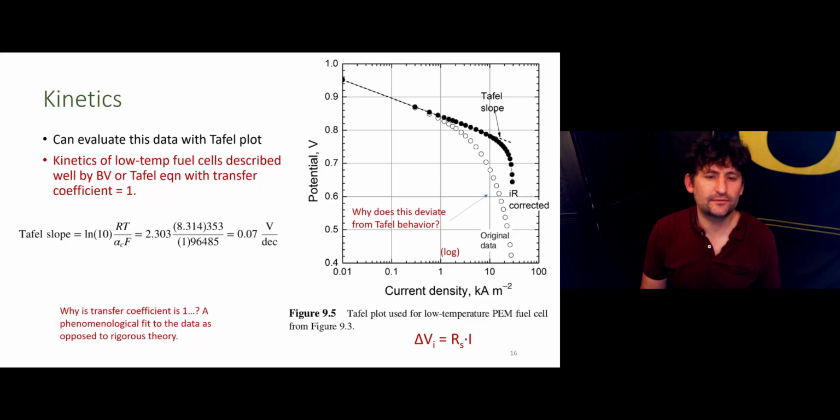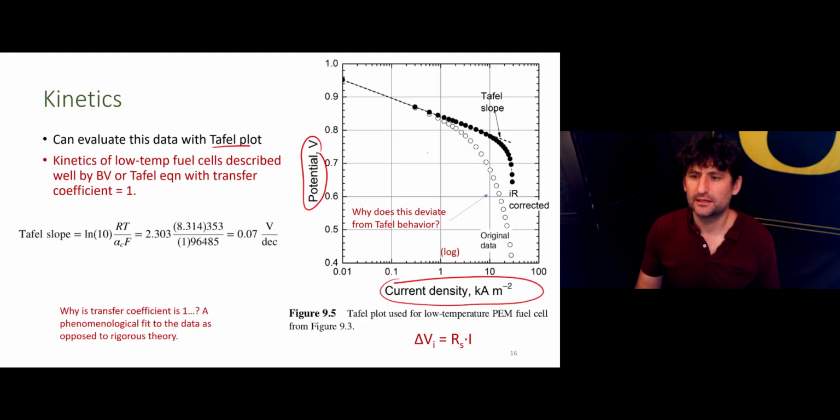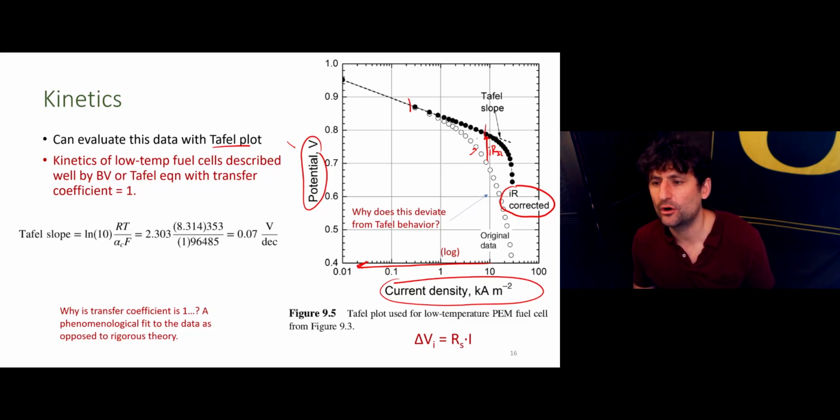We can evaluate the fuel cell polarization data on a Tafel plot, where we plot the potential versus the log of the current density. You'll notice this stretches out the low current density data. If you look at this low current density data here, the open circles, and you correct for the ohmic resistance, so we're going to add back the potential that we lost due to the ohmic resistance, I times R ohmic, then you can see there's a large region over which the simple Tafel equation holds.